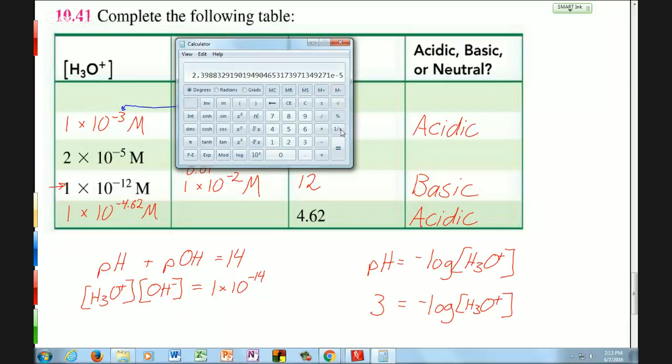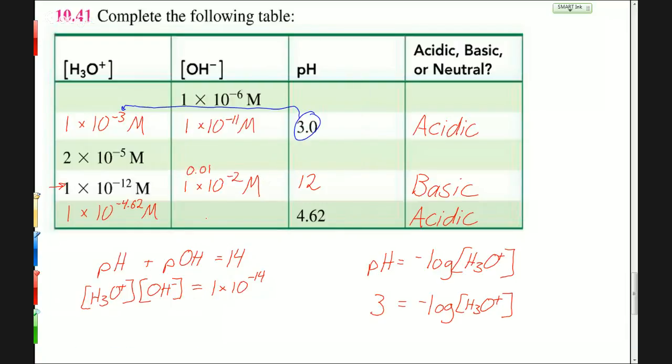You see where I get that? For me, it's different. It's 0.0002, 2.39, times 10 to the minus 5. And let me show you how that is what you got. So let's call that 2.4 times 10 to the minus 5 molar. So that's the same thing.